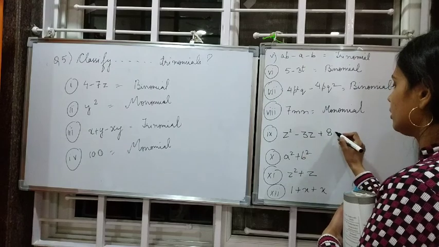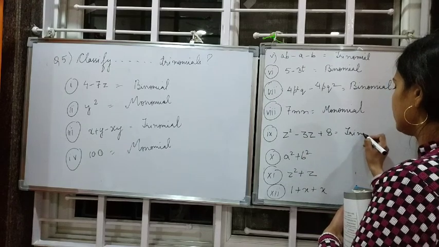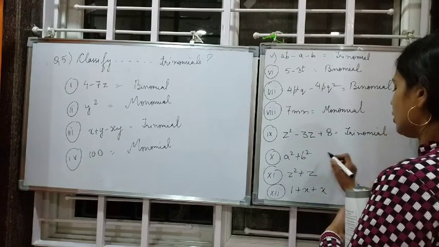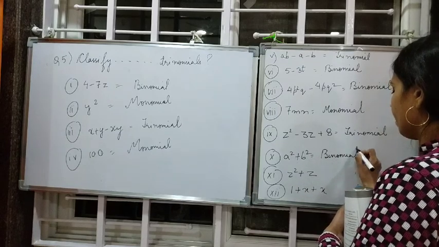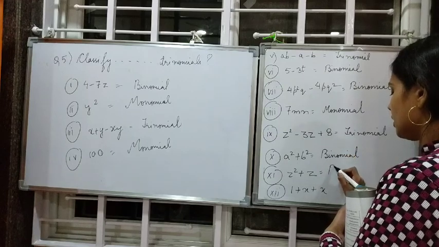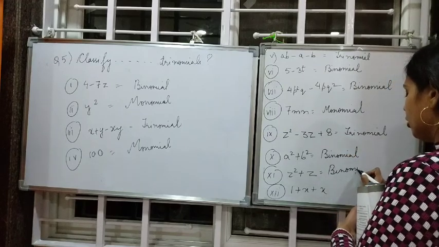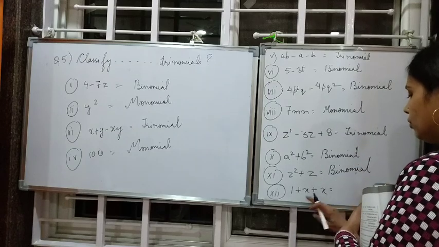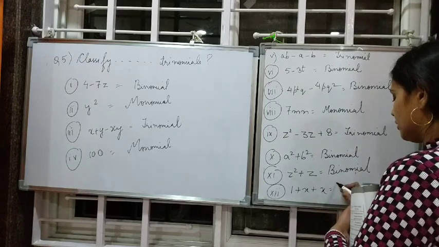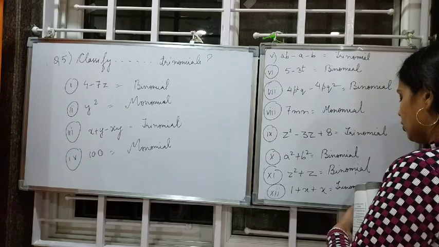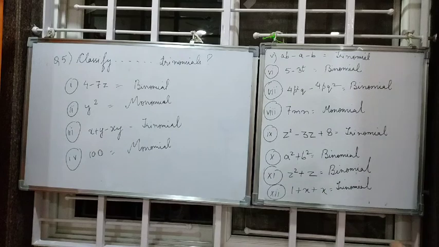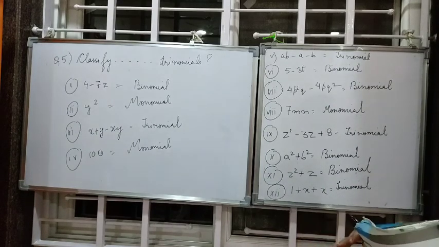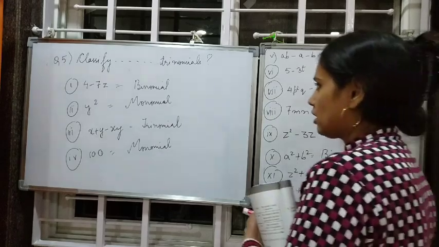1, 2, 3, 3 terms. Trinomial. 2 terms. Binomial. 2 terms again. Binomial. 1, 2, 3 terms. Trinomial. Okay. So children, this completes your question number 5. We start with question number 6.